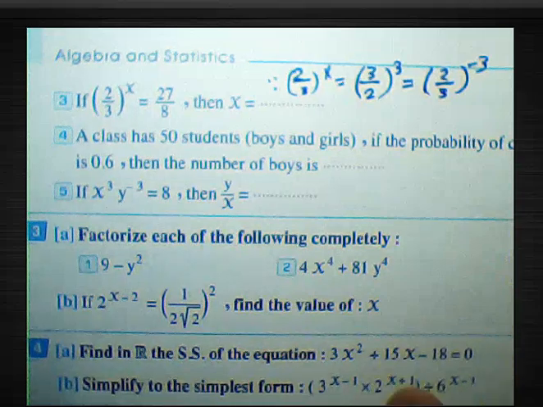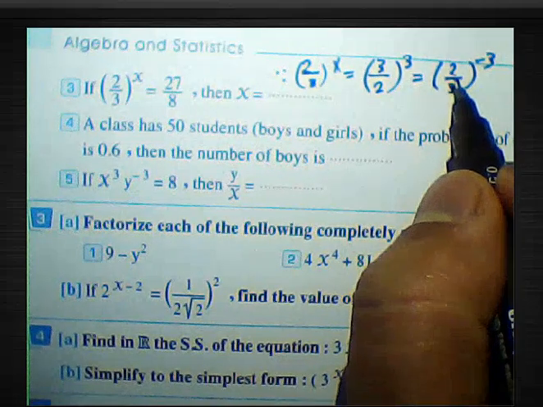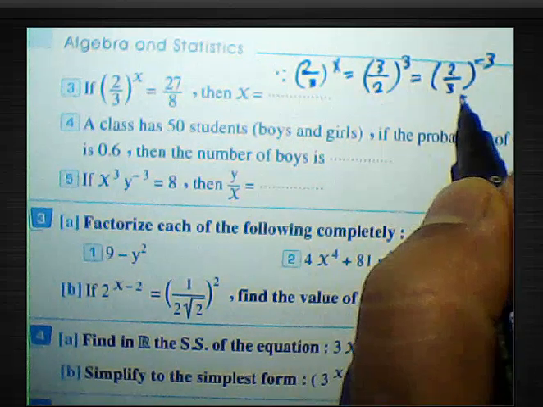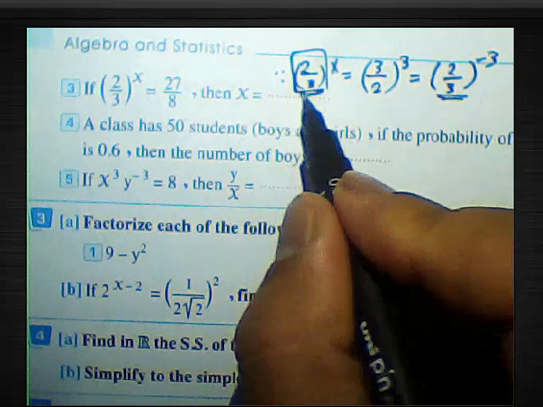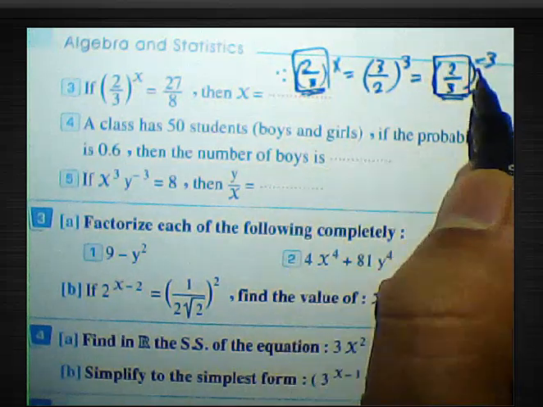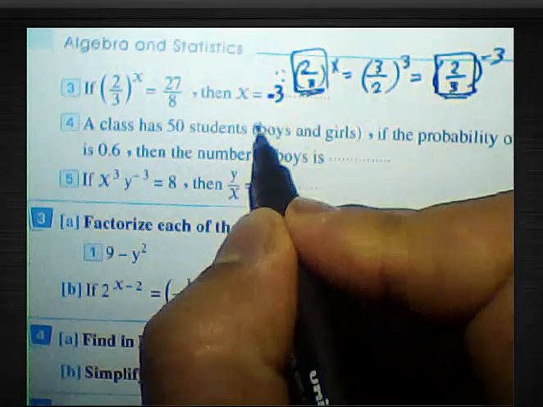And the multiplication of negative 1 by the power here, the result will be what? x will be equal negative 3 because we have two equal bases, 2 over 3 here and here 2 over 3. 2 over 3 power x and here power negative 3, then x equal negative 3. Okay.